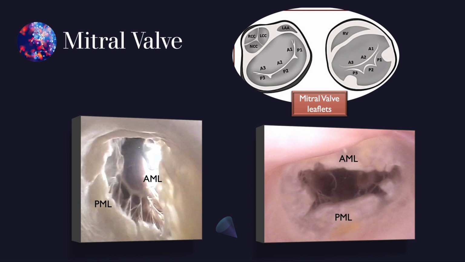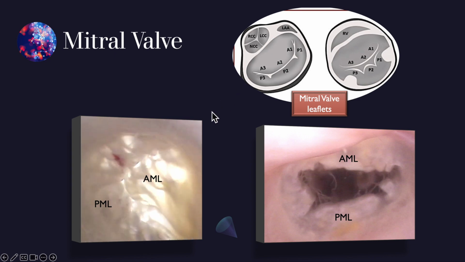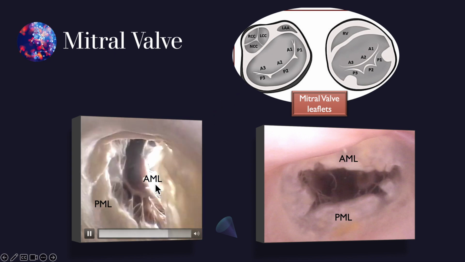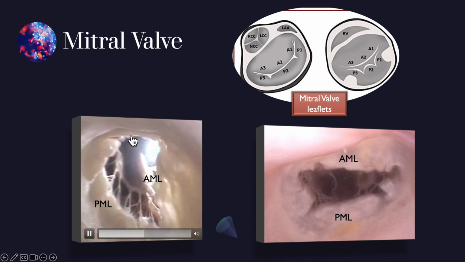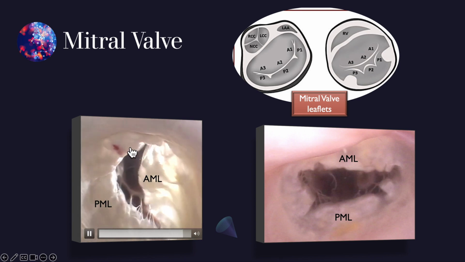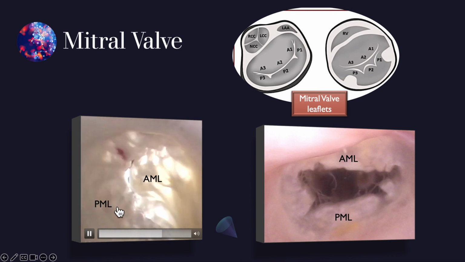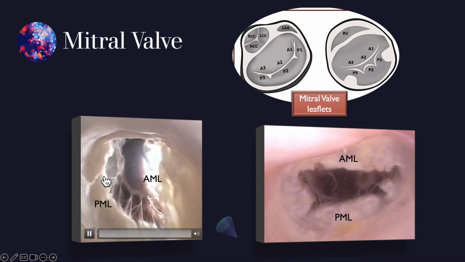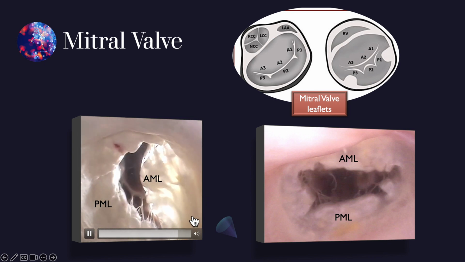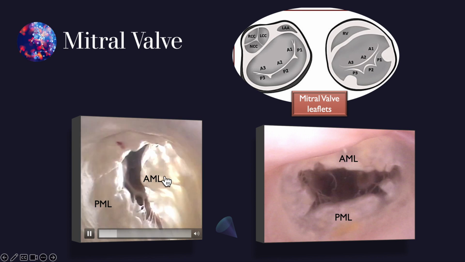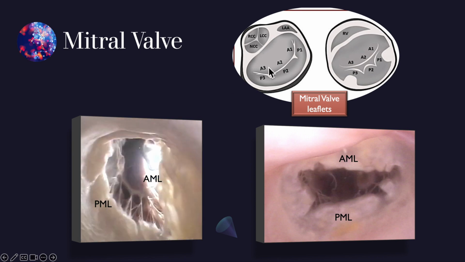I begin with the mitral valve. If you see, this is the anterior mitral leaflet, and that's the posterior mitral leaflet. Please notice that this is the annulus. The posterior mitral leaflet actually forms a very large circumference, while the AML involves the smaller circumference, but the AML is larger than the PML.